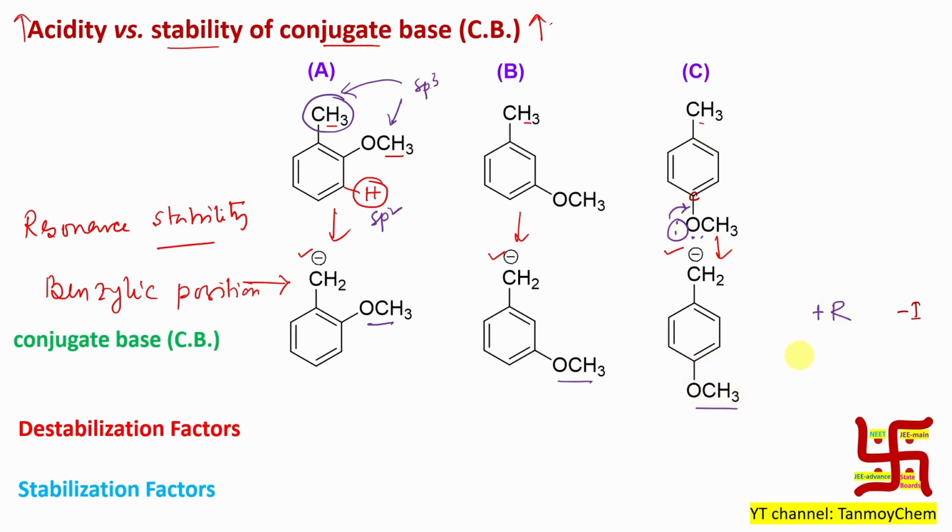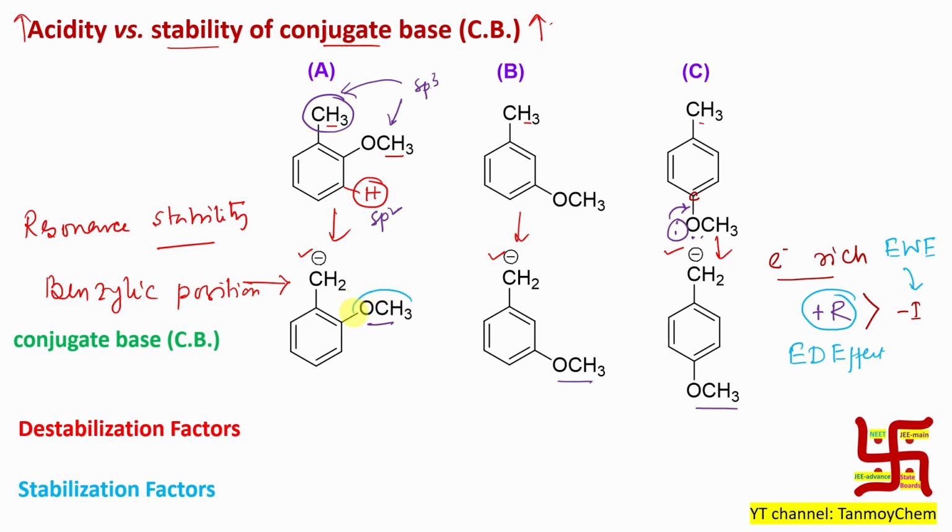For this phenolic ether or phenol system, plus R is dominant over minus I. Now in this case, all the conjugate bases produced are electron rich molecules. So who can stabilize these conjugate bases? Obviously an electron withdrawing group or electron withdrawing effect. The plus R effect is an electron donating effect, and minus I is an electron withdrawing effect. So minus I will help to stabilize, and plus R will help to destabilize this carbanion.